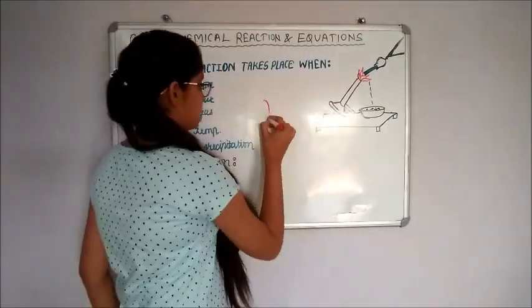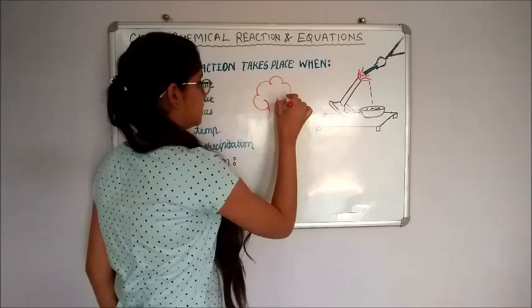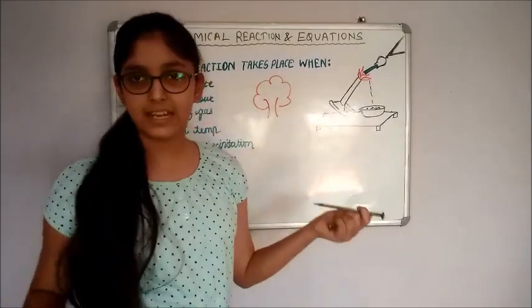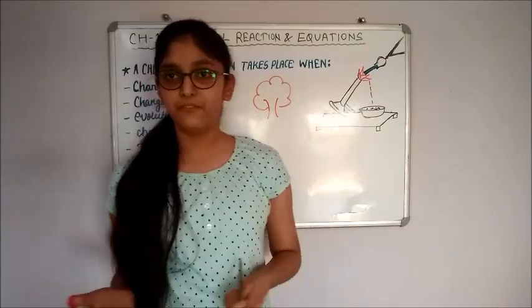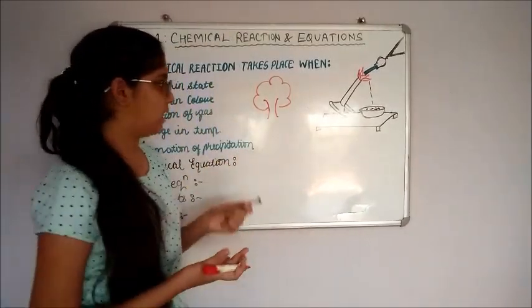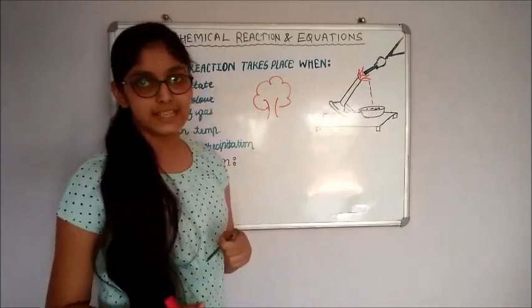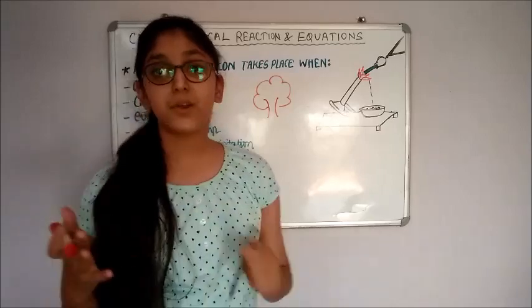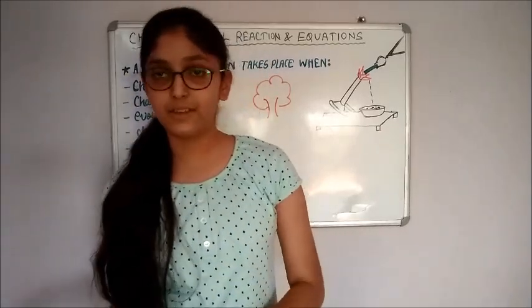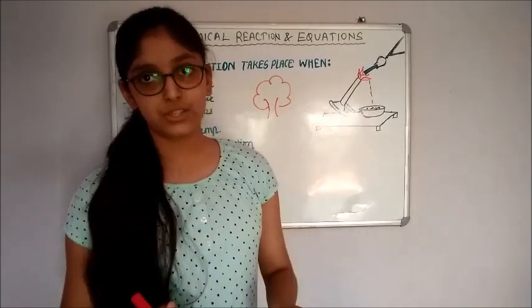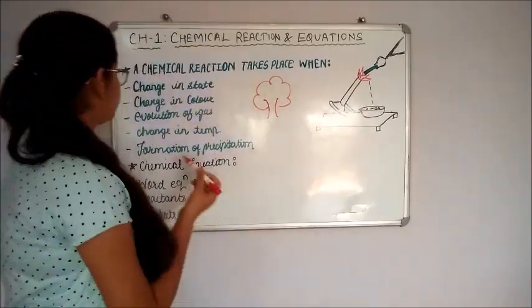You all have seen a plant, right? A plant undergoes the process of photosynthesis. It uses sunlight, water, and various minerals from the soil. You have studied it in the biology section. Photosynthesis is also a chemical reaction. Respiration, the process that goes on in all living beings, is also a chemical reaction. Digestion is also a chemical reaction.